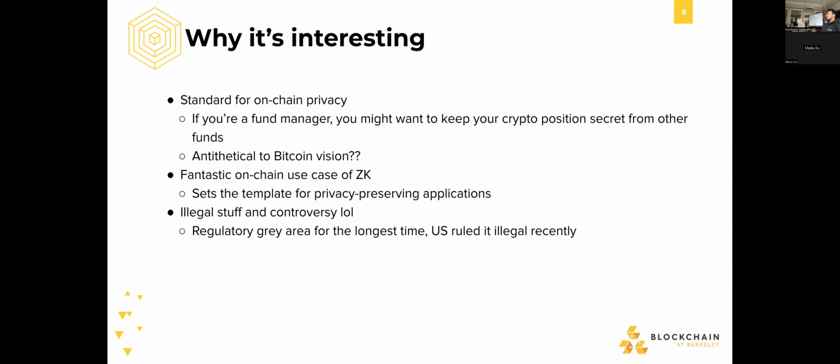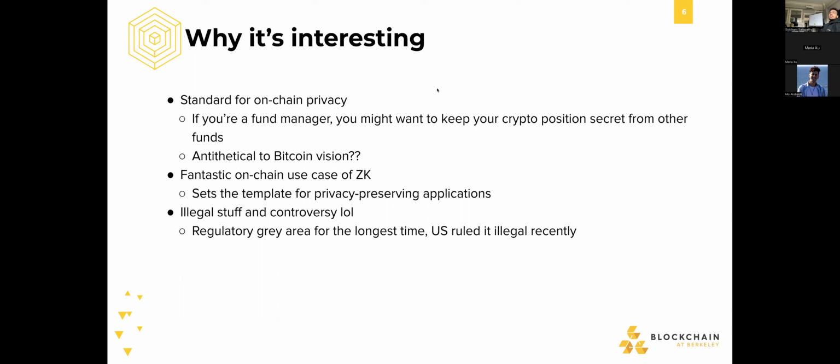It's the best attempt we had for on-chain privacy. Because again, if you're a fund manager, you might want to keep your position in crypto secret from other funds. If you're in a country where it's illegal to transact with certain types of protocols or certain types of other people, then you probably don't want your government knowing that. And so on. So that's why it's interesting to see why Tornado Cash came into being, how exactly it evolved, why it's been a subject of regulatory concern, and why it's been banned right now.